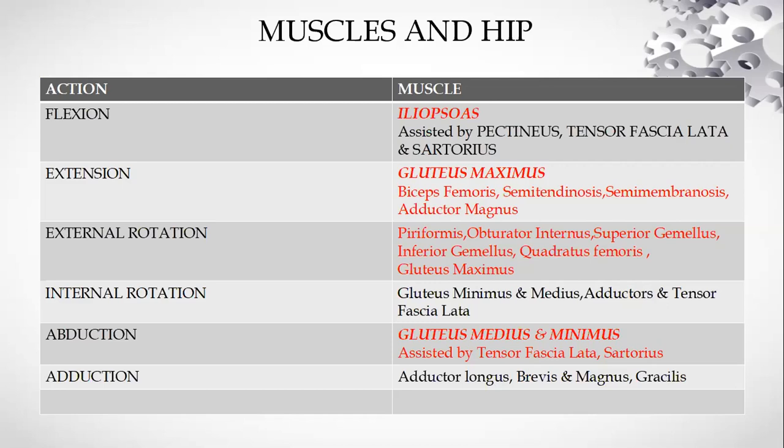Internal rotation is through the gluteus minimus and medius, and also some contribution by the adductors and the tensor fascia lata. Abduction is by the gluteus medius and the minimus. So gluteus maximus mainly is the extensor, whereas the gluteus medius and minimus are mainly responsible for the abduction. Adduction, again, is by the adductors of the hip. As we all know, adductor longus, brevis, magnus, with some contribution by the gracilis also. So again, we have to remember the main functions: flexor, iliopsoas; extensor, gluteus maximus; abduction, gluteus medius and minimus; external rotators, the group of the rotators: piriformis, obturator internus, superior and inferior gemelli.